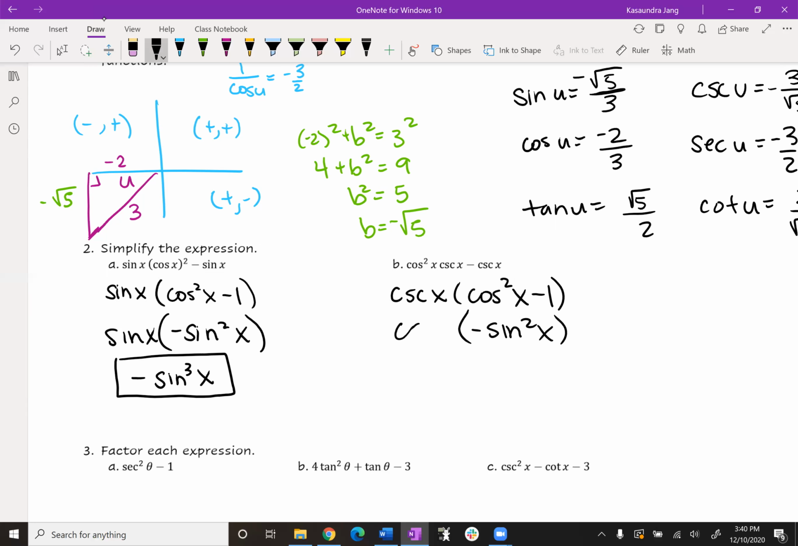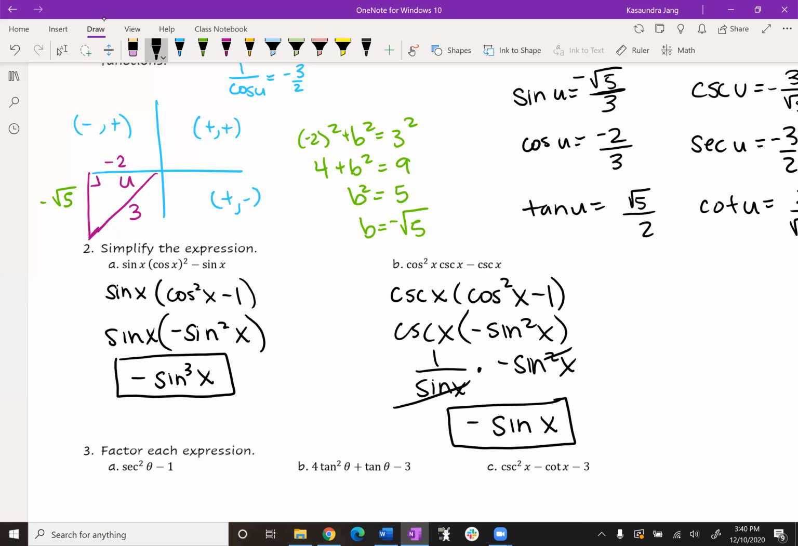And this makes me think, well, cosecant, let's see. In terms of sine and cosine, I think my cosecant is the reciprocal of sine. So I'm actually going to treat that as a 1 over sine of x times this negative sine squared. All right, so I can divide out one of those sines. All I have left is a negative sine of x. Okay, so that's simplified down as good as it's going to get.